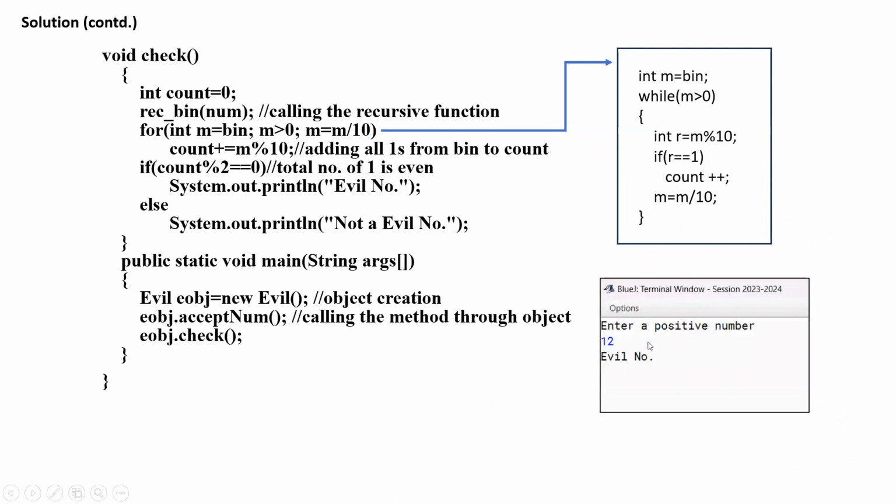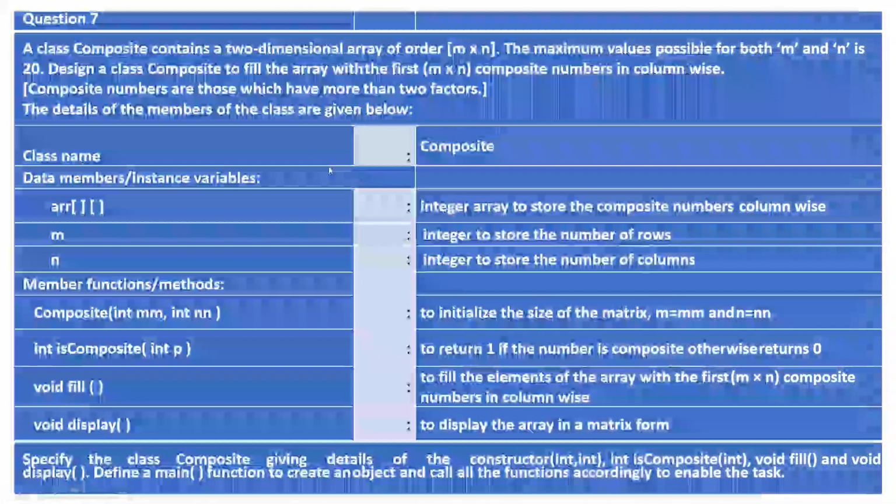So if I run the program, we'll get the output: positive number entered 12. It is an even number. I hope the students have understood the logic. Let's move to the next question.